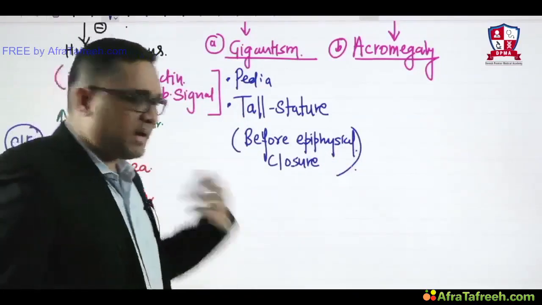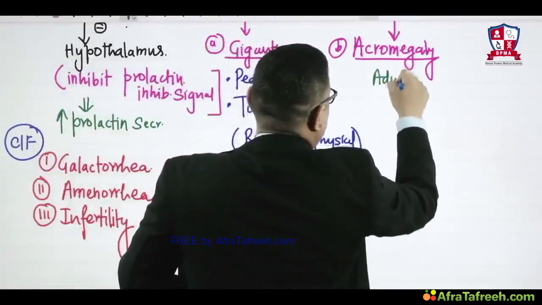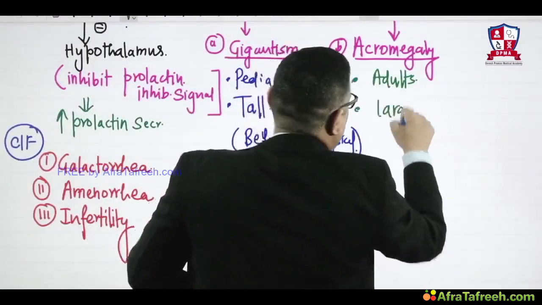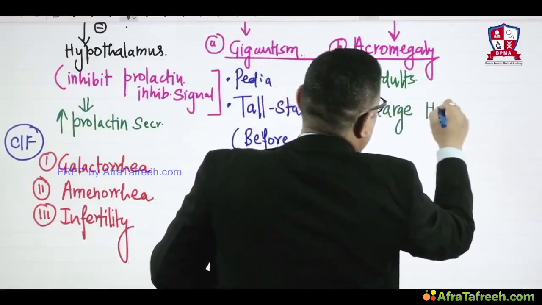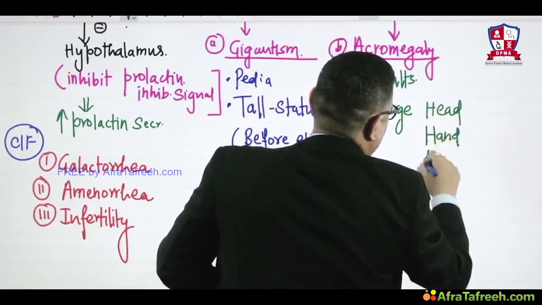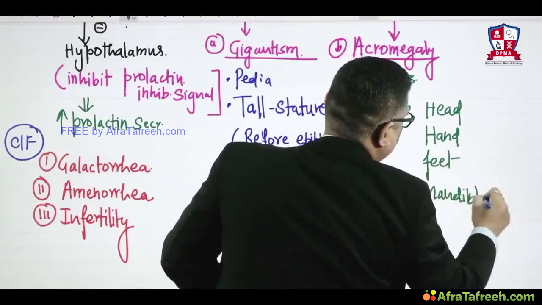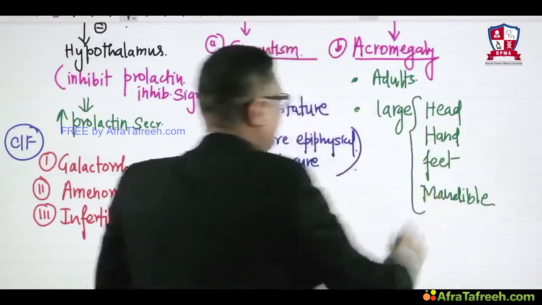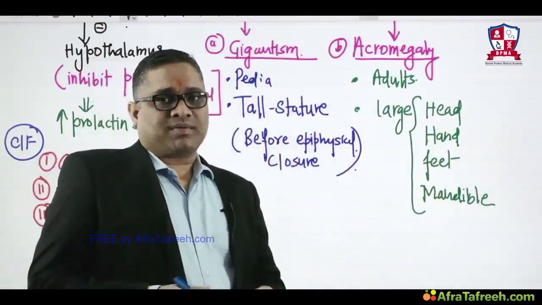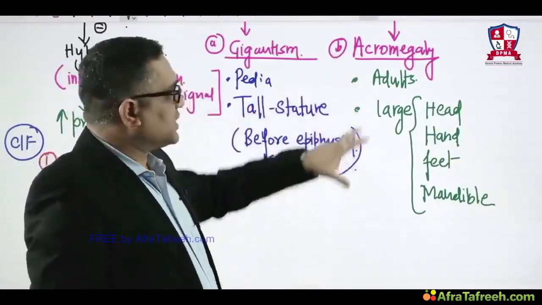Acromegaly happens in adults, after epiphyseal closure. In this patient you will see a larger head, hands, feet, and mandible. All these things will be large, but stature will not be very high because it happens after the epiphyseal closure, as it is seen in adults.